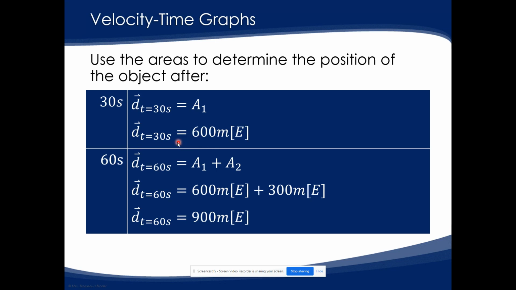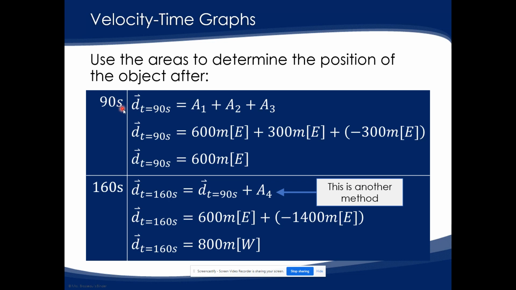Our next area section ended at 60 seconds. So the position when our time was at 60 seconds has to be area 1 plus area 2, not just area 2. Remember, we're taking the whole graph into account. We just split it up for math because it was easier. So we have our 600 plus our area 2 is 300, and we get 900 meters east.